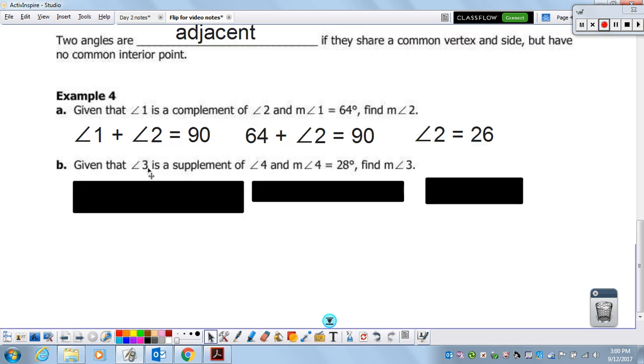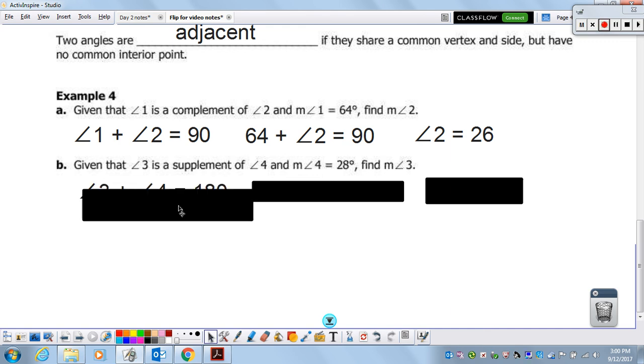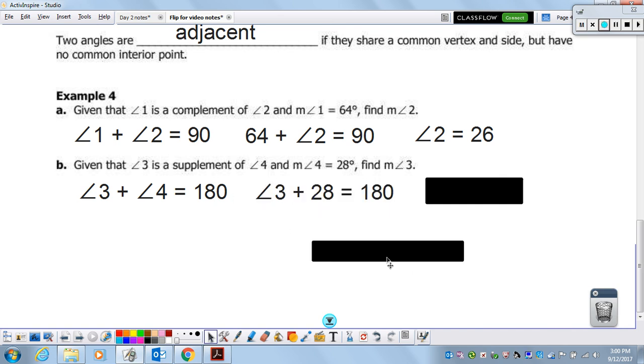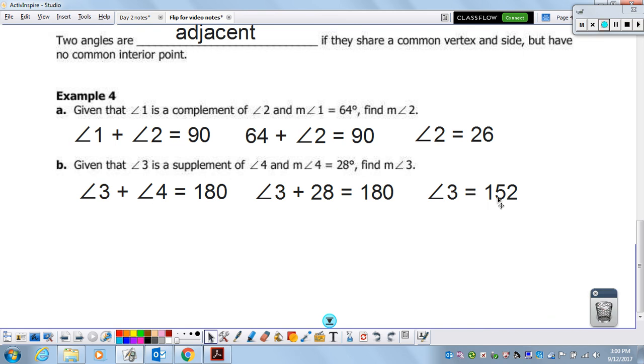Letter B, given that angle 3 is a supplement of angle 4, and the measure of angle 4 is 28 degrees, find the measure of angle 3. So again, if it's a supplement, they add up to 180. So angle 3 plus angle 4 equals 180 degrees. We're going to substitute in what we know. So the measure of angle 3 plus 28 degrees, which is the measure of angle 4, is 180. If we subtract from both sides, we end up with the measure of angle 3 at 152 degrees.